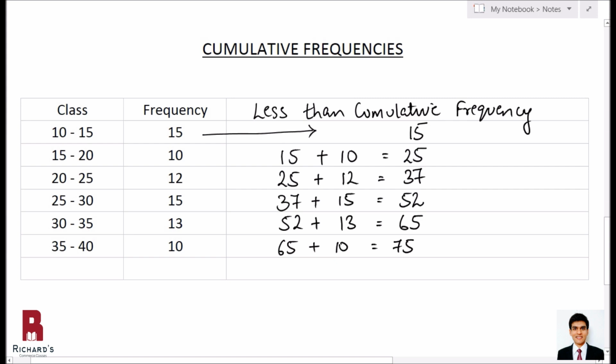Now if you take the total of the frequency column, that is 15 plus 10 plus 12 plus 15 plus 13 plus 10, the total is 75, and this matches with the last cumulative frequency, that is 75. Now for less than cumulative frequency, the point to remember is start from the top and keep adding and reach the bottom.